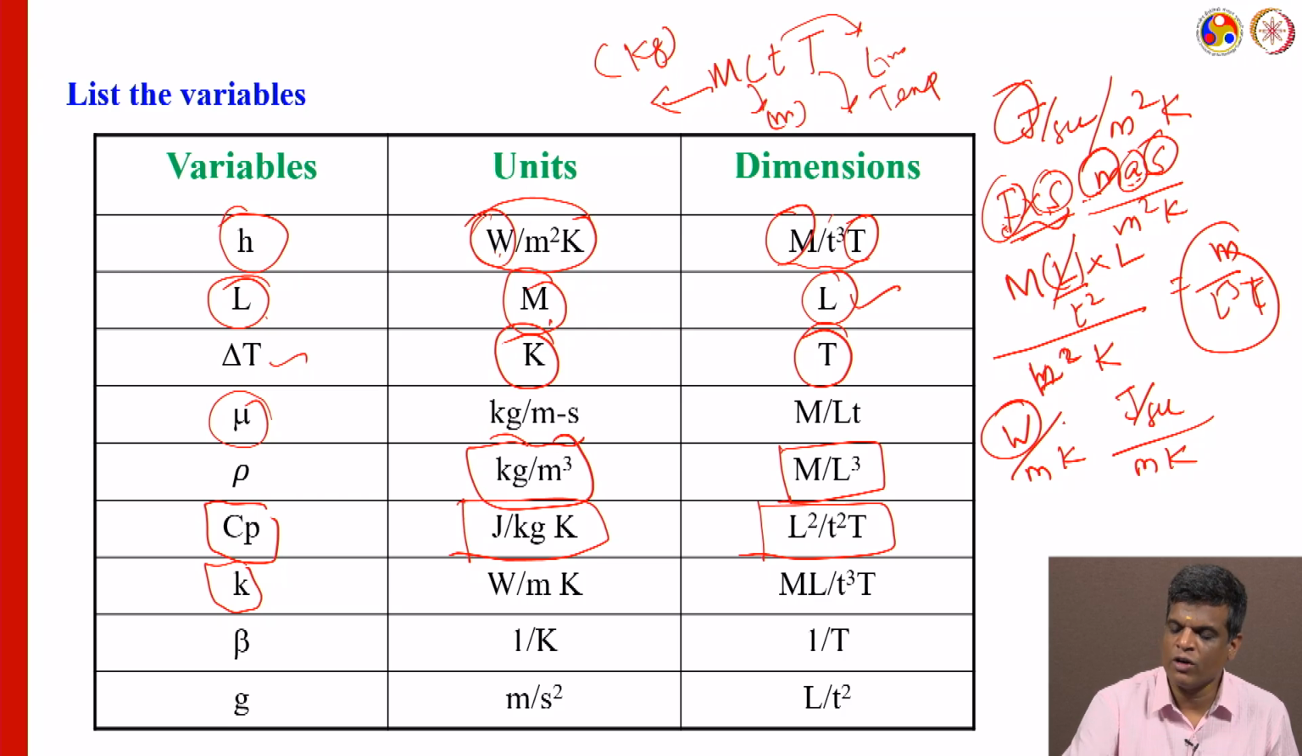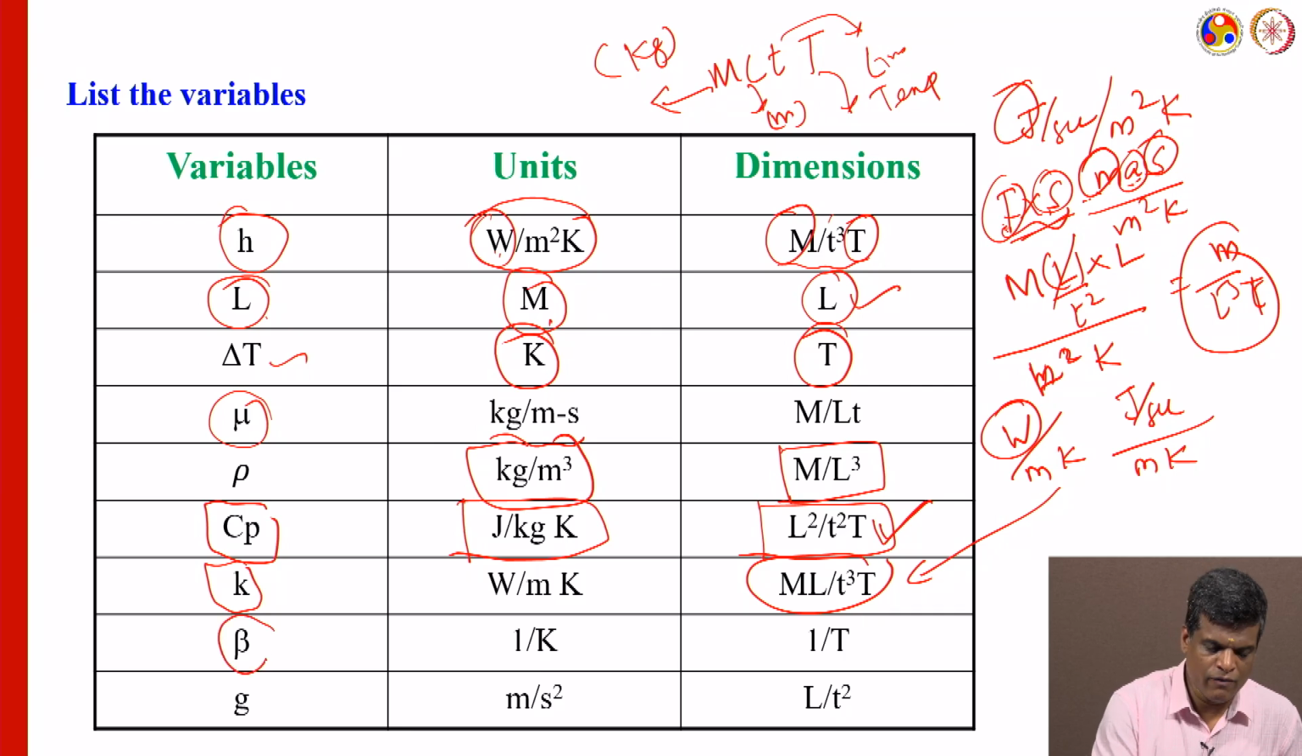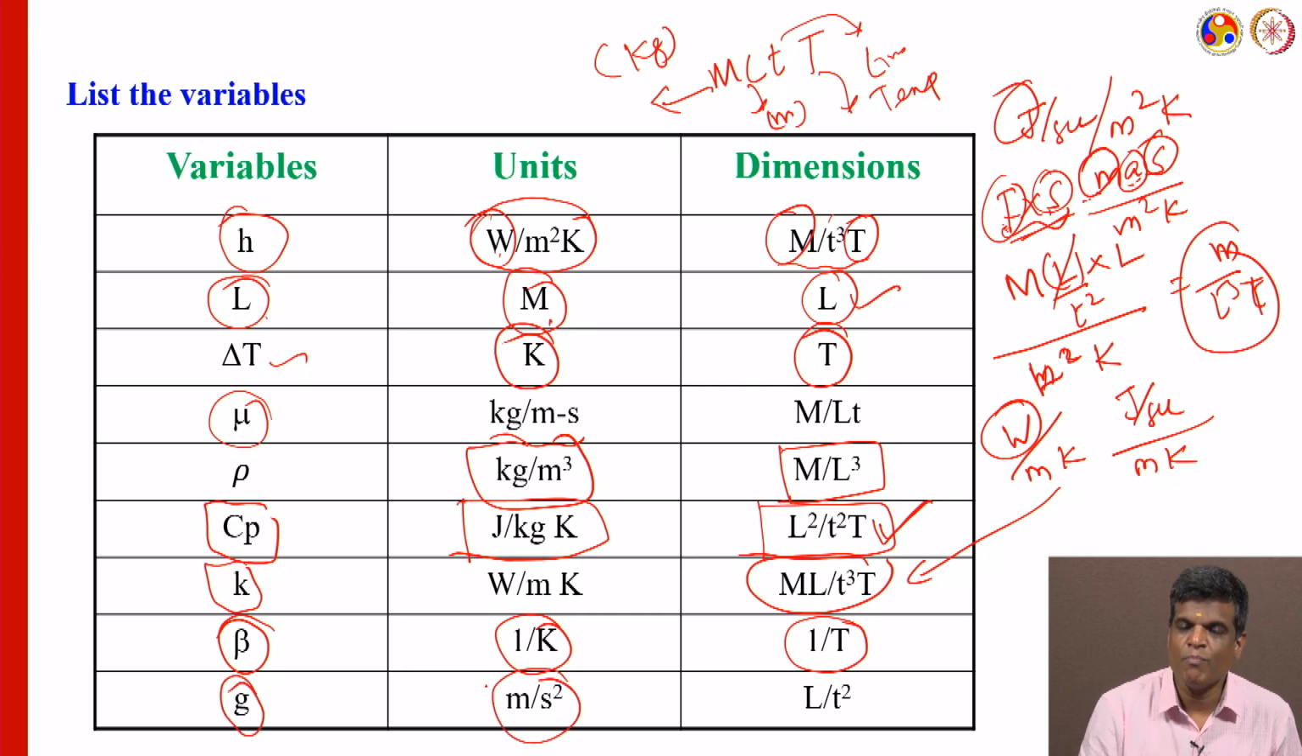You have to convert everything in terms of the fundamental dimension units, and finally we arrive at L square T square T. In the same way, watt per meter Kelvin we can also arrive at here. Beta, the volume expansion thermal coefficient, we write as 1 by K, so 1 by T here. g is gravitational acceleration, meter per second square, so L by T square. So these are the fundamental dimensions of these units.